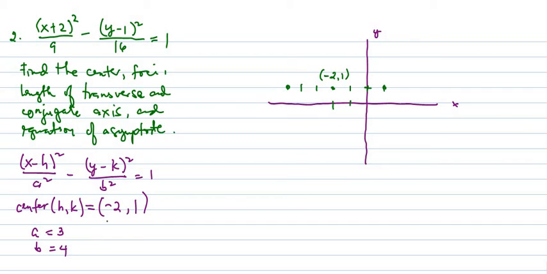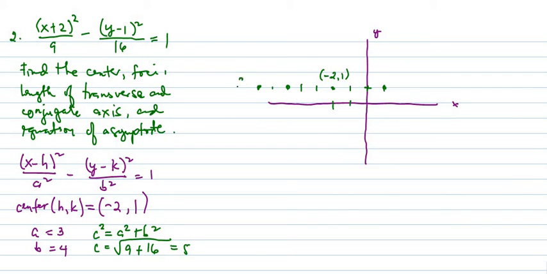So if a equals 3 and b equals 4, then if we want to compute the foci, we have to solve c, which is equivalent to the square root of a squared plus b squared, which is the square root of 9 plus 16, that is the square root of 25, which is then equivalent to 5. So from the center, you will count 5: 1, 2, 3, 4, 5. So that will be our focus.